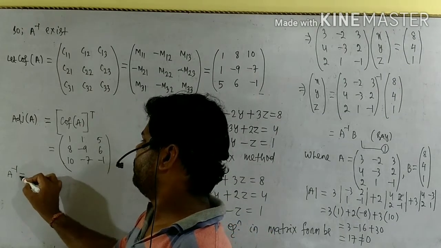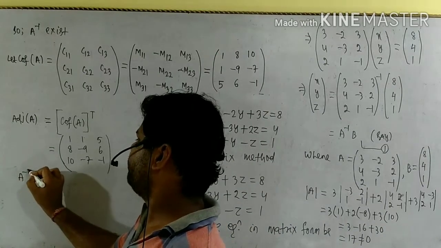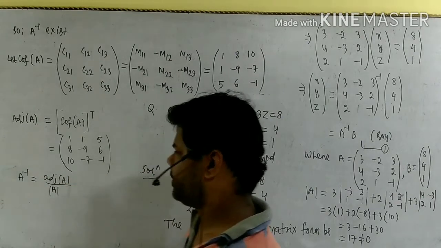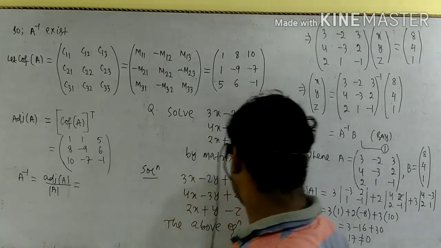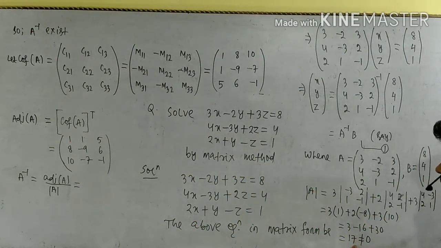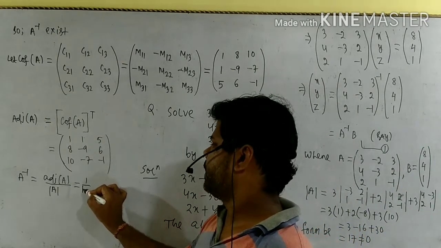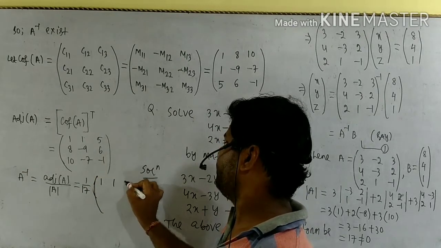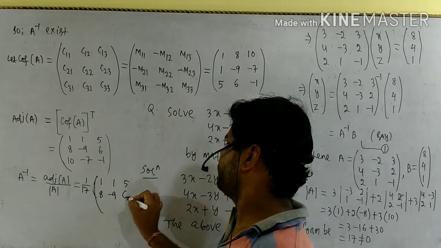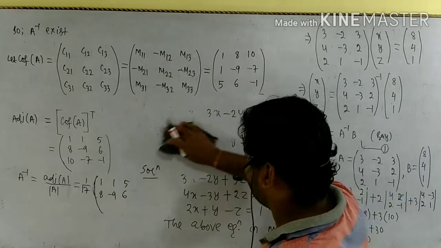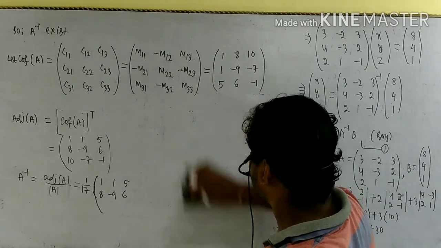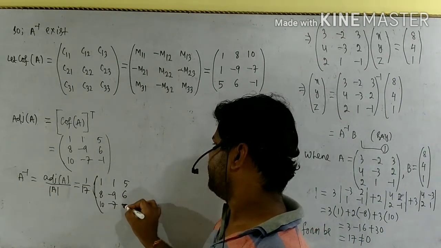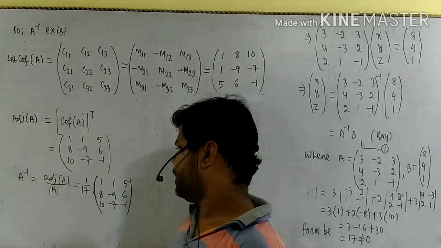Then A inverse, you know, what is A inverse? A inverse is adjoint of A divided by determinant of A. What is the determinant of A? The determinant of A is 17. So A inverse is 1 by 17 into adjoint of A. What is the adjoint of A? It is 1, 1, 5, then 8, minus 9, 6, then 10, minus 7, minus 1. Now this is your A inverse.